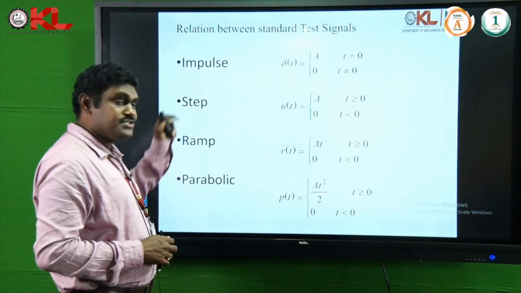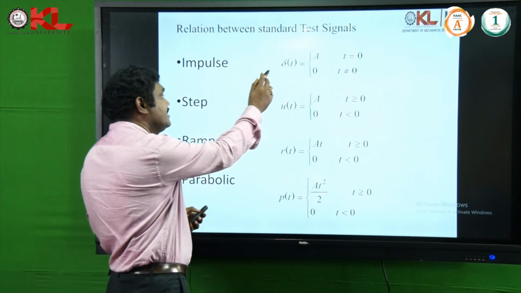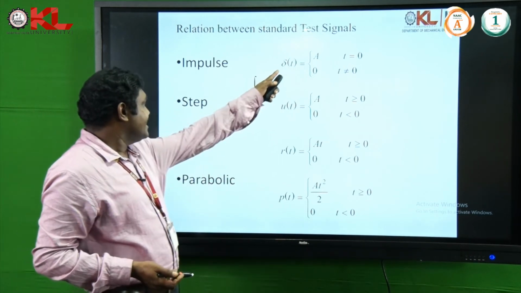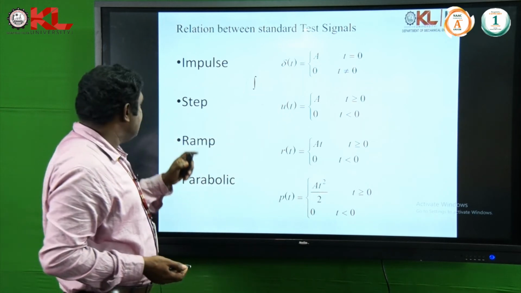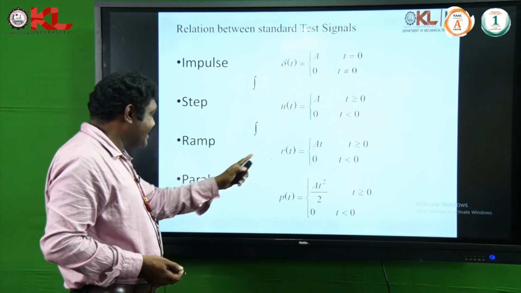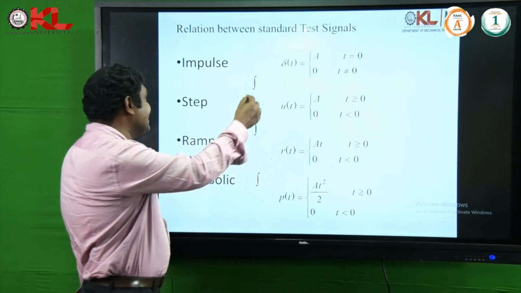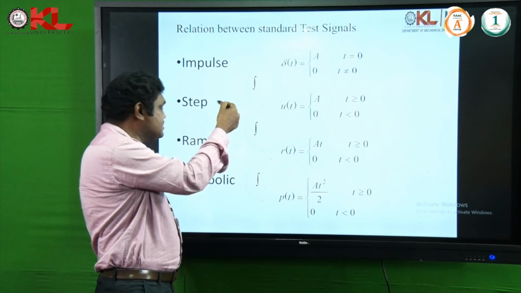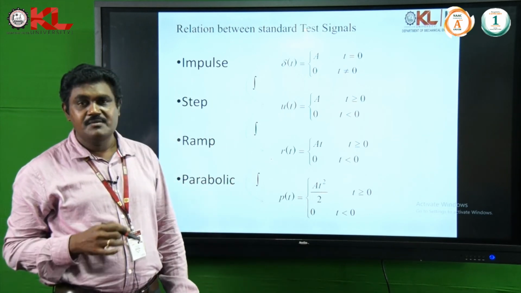From impulse to step signal, integrating the equation of the impulse, you get the step signal. If you integrate the step signal, you get the ramp signal. If you integrate this ramp signal, you get the parabolic signal. So, integrating the impulse gives the step signal, integrating the step signal gives the ramp signal, and integrating the ramp signal gives the parabolic signal.